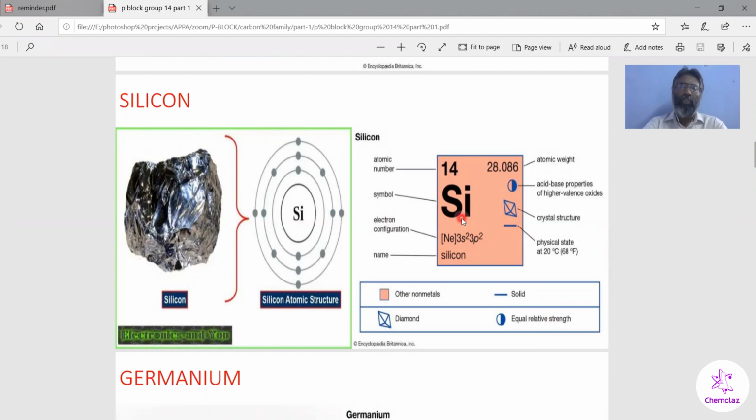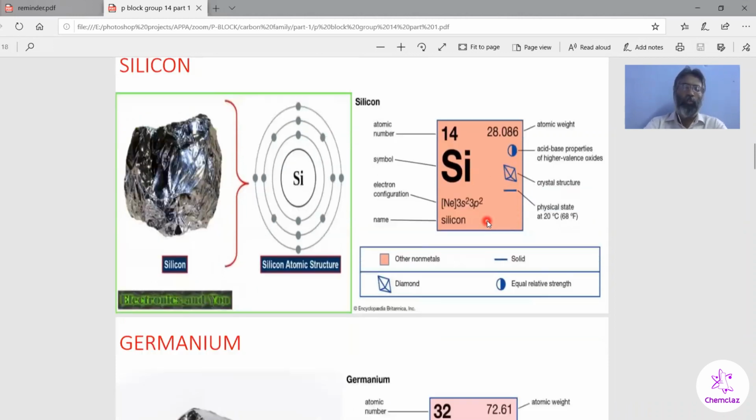Silicon has atomic number 14, electronic configuration neon 3s2 3p2, atomic weight 28. The oxide has acidic and basic strengths equivalent, so silicon dioxide is an amphoteric oxide. The crystal structure is the diamond crystal structure. Carbon and silicon are non-metals in the 14th group.